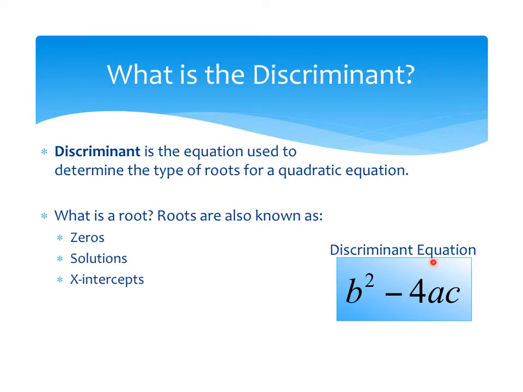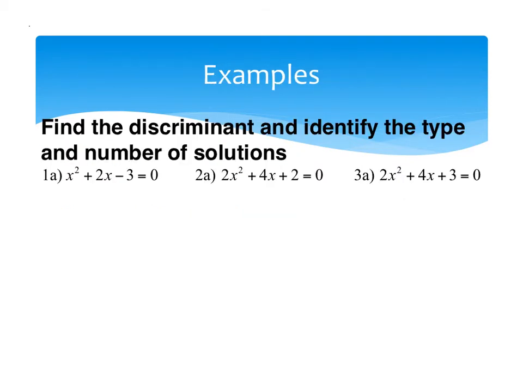Here's our discriminant equation, so I would definitely write that down: b squared minus 4ac. Anyone remember where you've seen this before? Ooh, maybe it's under the square root for the quadratic equation. That's absolutely right. This is the part that's underneath the square root. Awesome. So let's do a couple practice problems here.